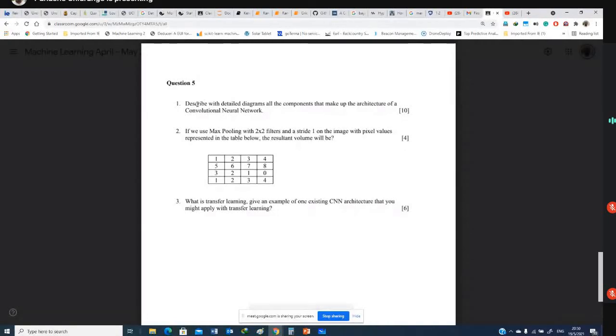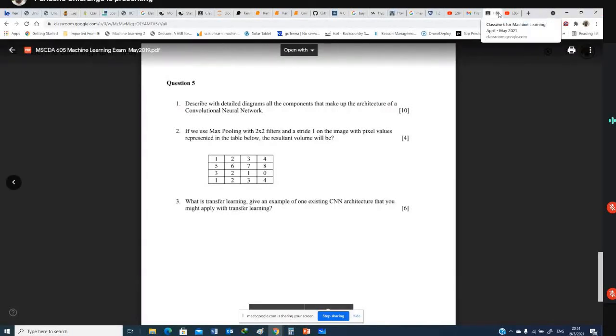It asks: describe with a detailed diagram all the components that make up the architecture of a convolutional neural network. If we use max pooling with a 2x2 filter and a stride of 1 on the image with pixel values presented in the table below, what will be the resultant volume? That's easy, yeah? Are you satisfied?